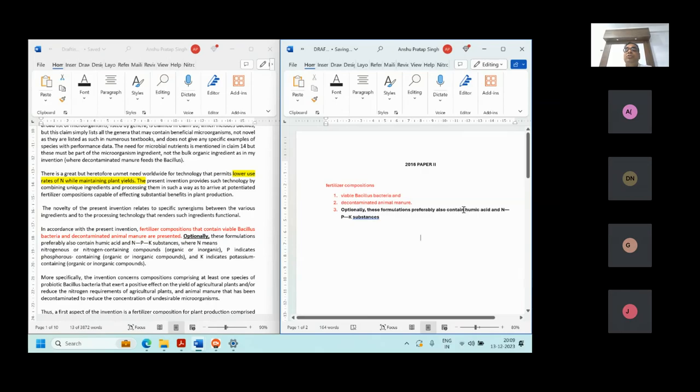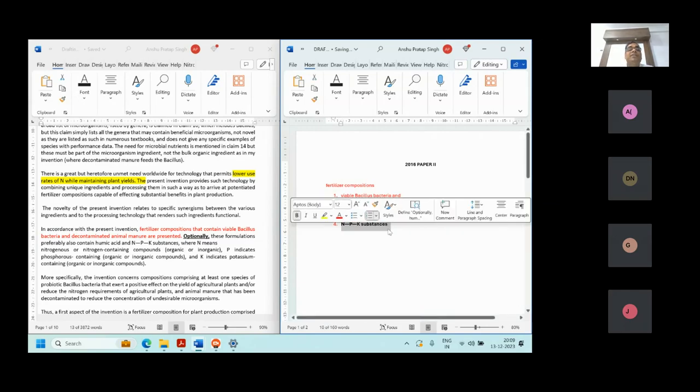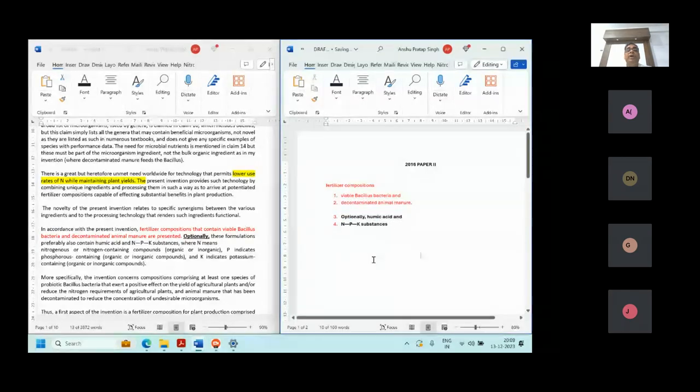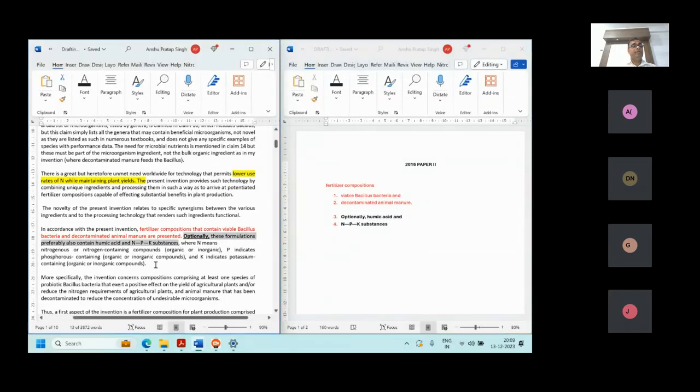Optionally, these formulations preferably also contain. It can be humic acid and NPK substance. These two can be optional. That's what they are talking about, right? So these two are essential elements. These are going to be extra elements which can be added. Now let's further read.